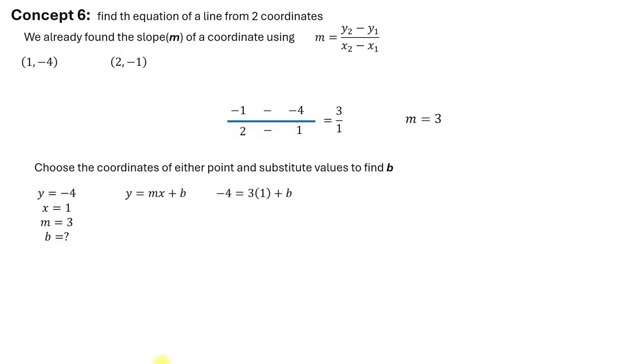We plug in these values. Negative 4 equals 3 times 1 plus b. Solve for b. Arrive at an answer of negative 7 for b. Now that we know m and b, we can write our equation.